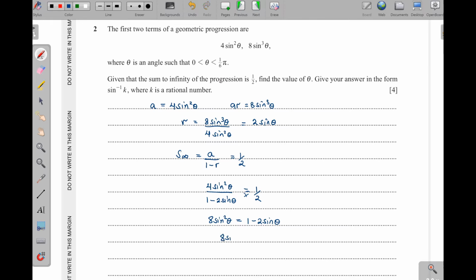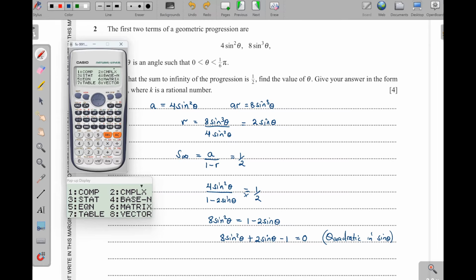And this will be 8 sine squared theta, plus 2 sine theta, minus 1, which is equal to 0. Okay, this is a quadratic equation in sine of theta. Then I can solve this using the calculator.